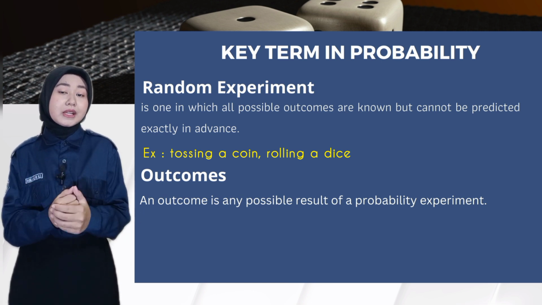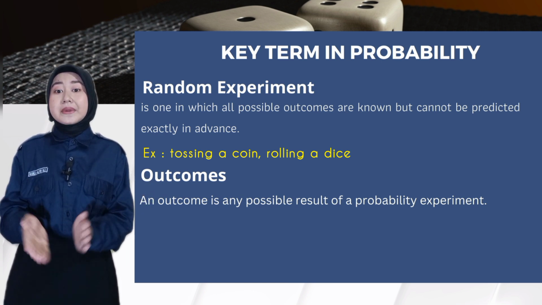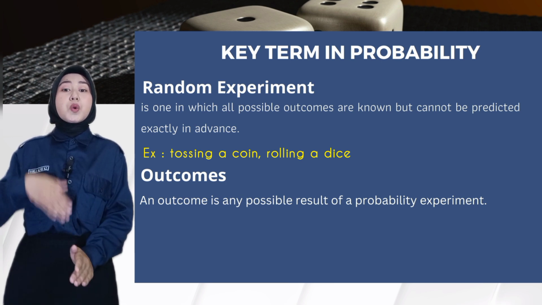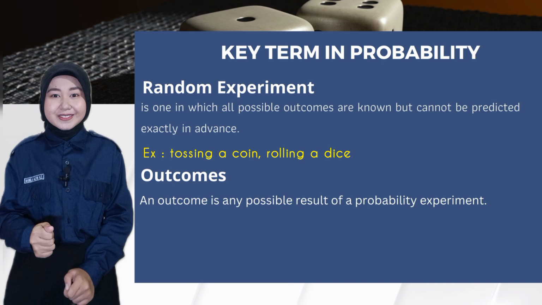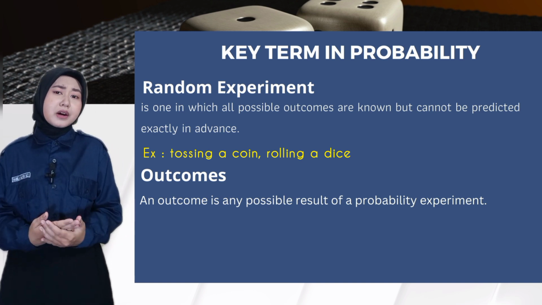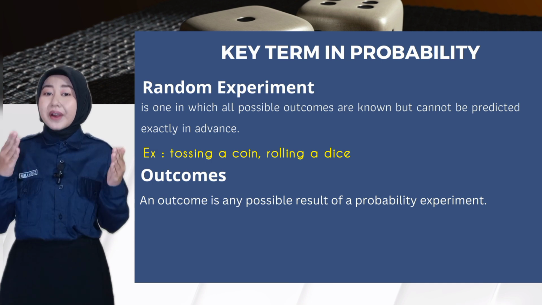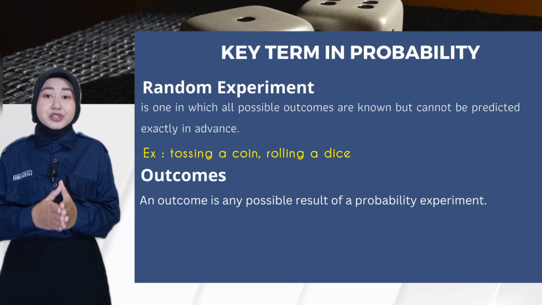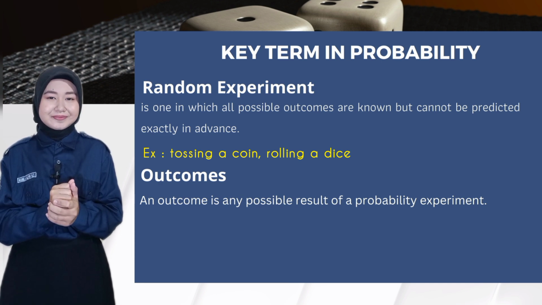But when we boil water, it's not a random experiment. Why? Because when we boil the water, we know what will happen. That is, the water will evaporate, right? We know the output and it's easy to predict the outcome. In a random experiment, we cannot predict the output. So, boiling water is not a random experiment.